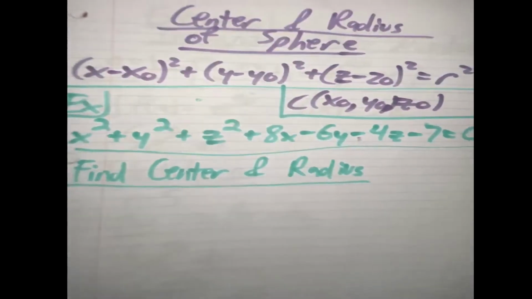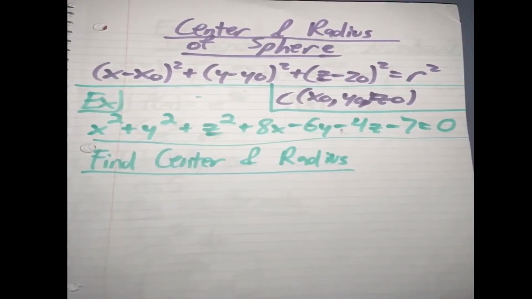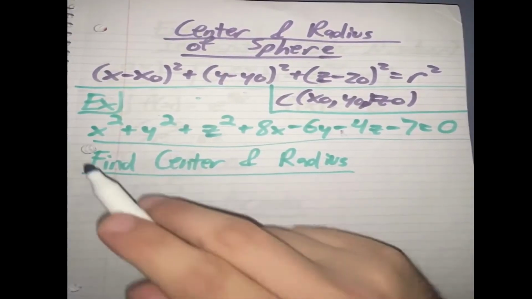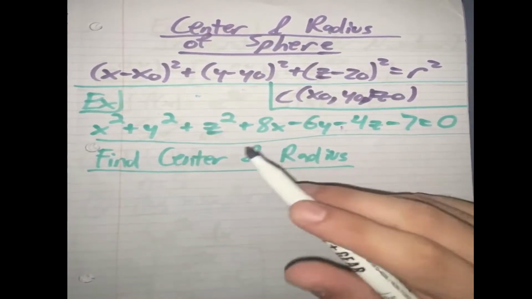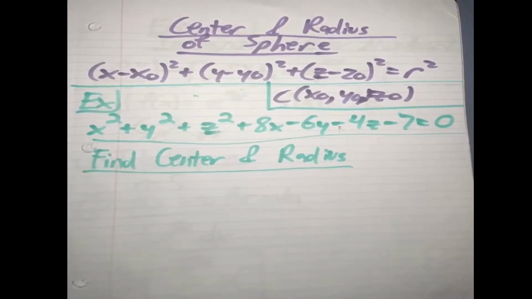Hello guys, so in this video, we're gonna find out how to find the radius and center of a sphere not given the center or the radius, which is a little bit more difficult, but it's not anything too difficult. So it really does test your algebra more than anything. So without further ado, we have the equation x squared plus y squared plus z squared plus 8x minus 6y minus 4z minus 7 is equal to 0.